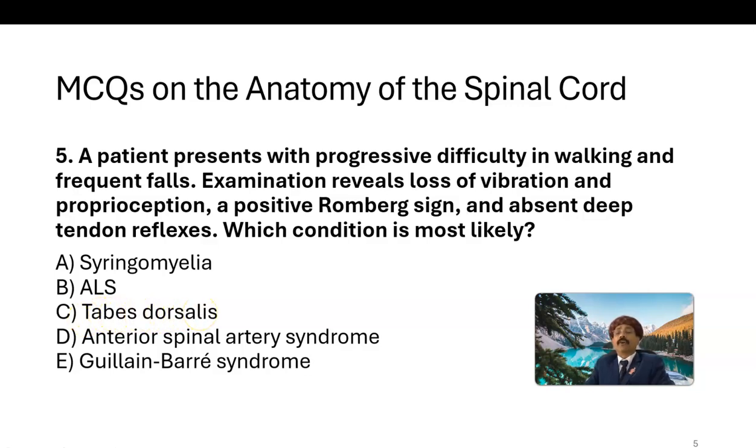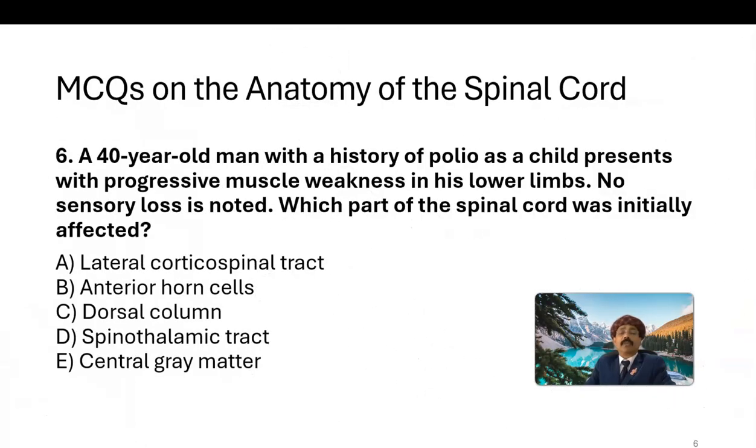This is a feature of tertiary syphilis, and the features are posterior column involvement, loss of vibration and proprioception, and Romberg sign. Posterior column involvement may go to the cerebellum, and there are absent deep tendon reflexes. These are features of tabes dorsalis. The answer is C.